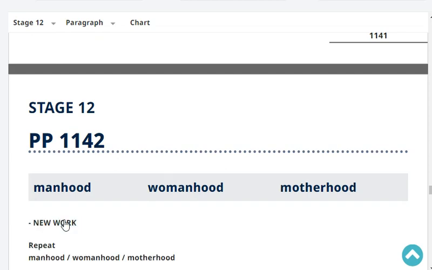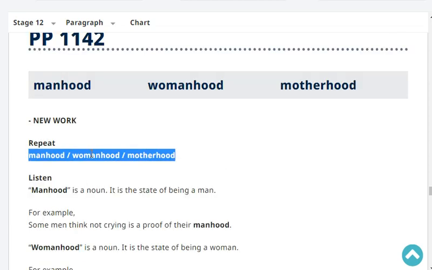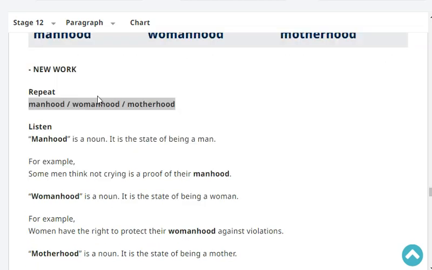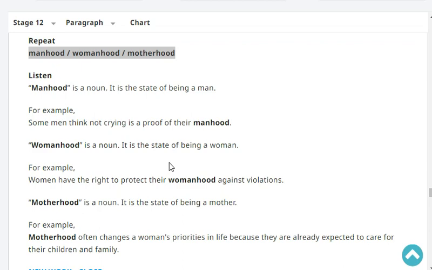Okay, next, repeat. Manhood, womanhood, motherhood. Very good. Okay, listen. Manhood is a noun. It is the state of being a man. For example, some men think not crying is the proof of their manhood.